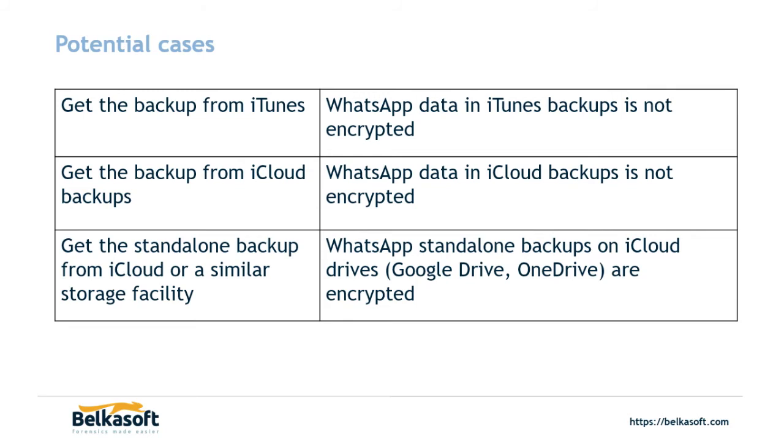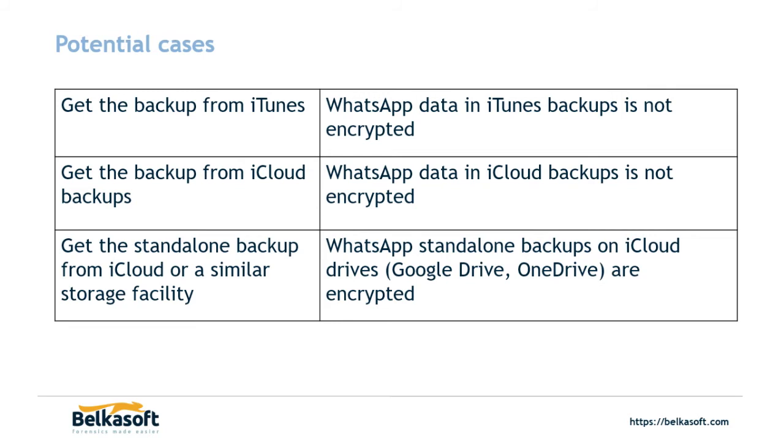You can try to recover it or reset it on the device. The second potential case is to get the backup from iCloud backups. WhatsApp data can also exist in iCloud backups and is similar to iTunes backups. They are unencrypted. But to access a user's iCloud, you will need to enter the user's credentials and use two-factor authentication or an authentication token. In any case, once you've got access to a user's iCloud, it will be easy to retrieve any WhatsApp data.